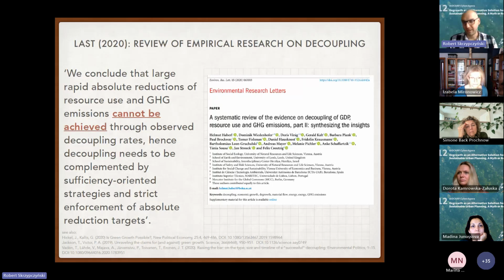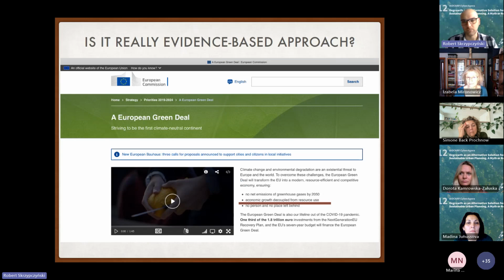So like Alejandro hinted, yes, we need efficiency, we need to have something, but we just cannot rely on decoupling as the only strategy that we employ to secure a truly sustainable and stable future for humans and for other species. Now, despite this evidence, most of our policies related to development, including spatial development, are still to some extent relying on economic growth.